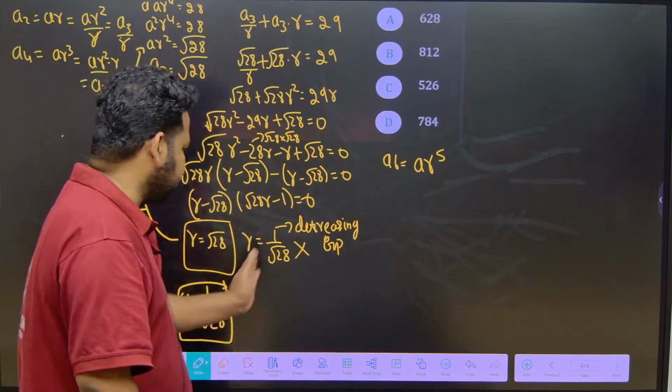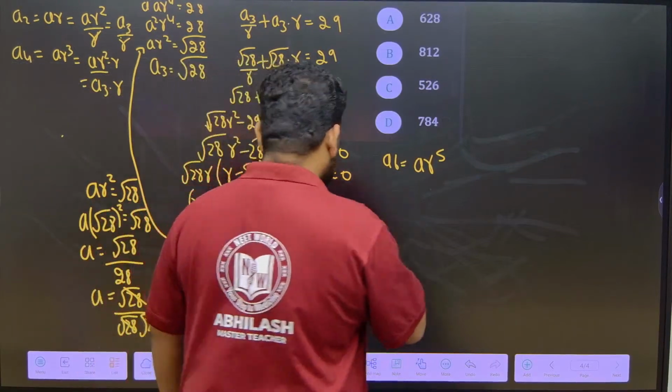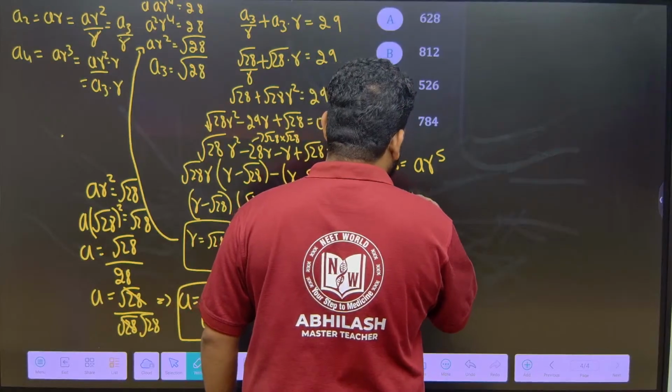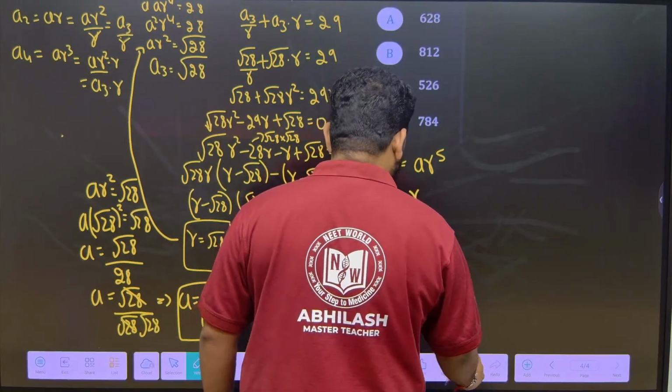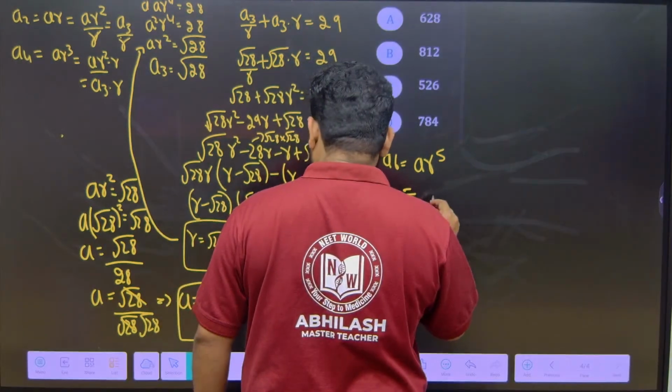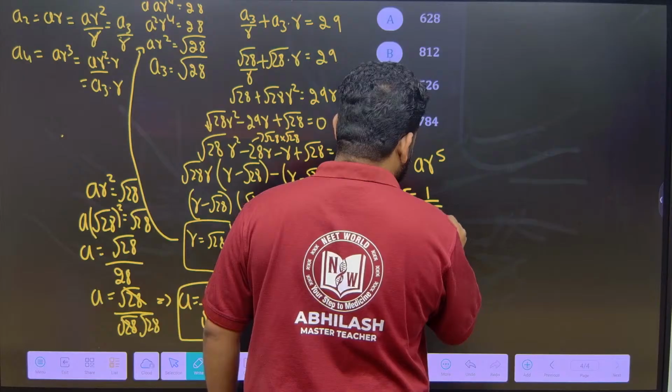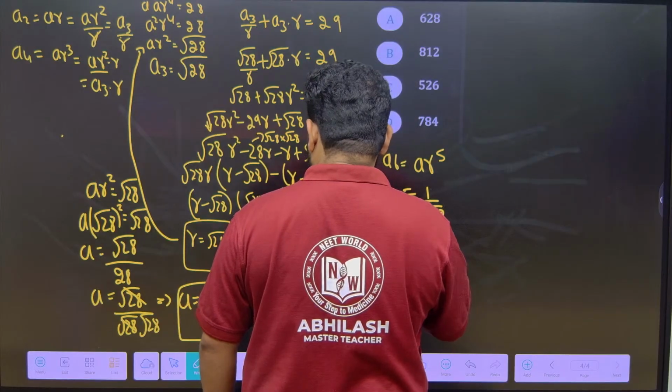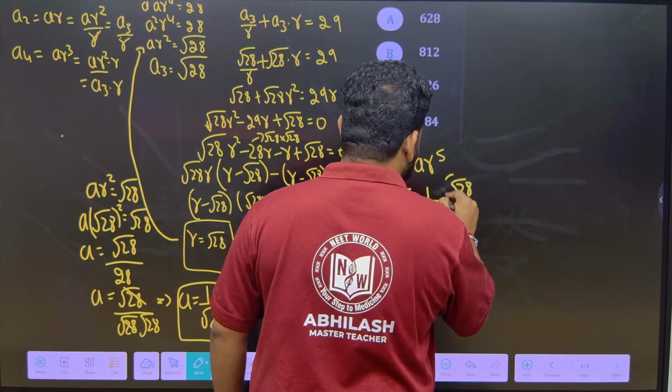Now I will put the value of A and R here. So A6, I can write it as what? A into r to the power of 5. That is what I have written already. So A6 I have to find out. So this will become equal to what? A is what? 1 by square root of 28. Okay, what about r to the power of 5? R is nothing but what? Square root of 28 to the power of 5.